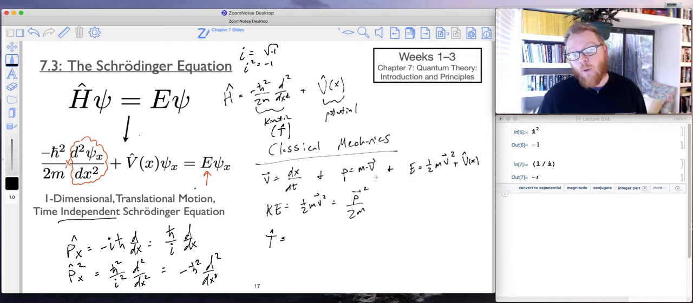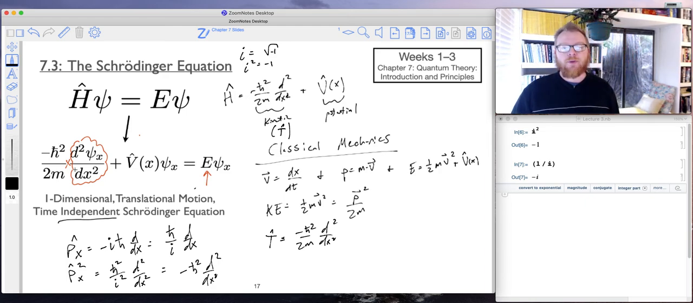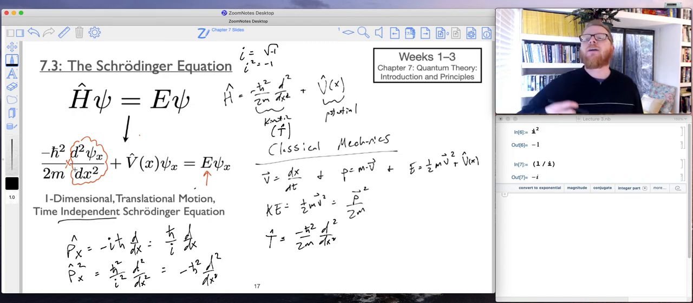So we know that that's going to be momentum squared divided by 2 times mass. Well, we know momentum squared is negative h bar squared times the second derivative, and then we've got that divided by 2 times mass. So that's where we get this equation from, negative h bar squared divided by 2 times mass multiplied by the operation second derivative of psi of x with respect to x. Okay, so that's where that all comes from. Beautiful. I think that's what I want to say on this slide. Okay, so moving forward.